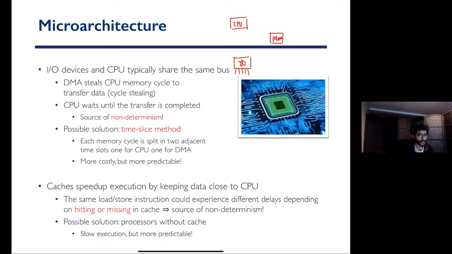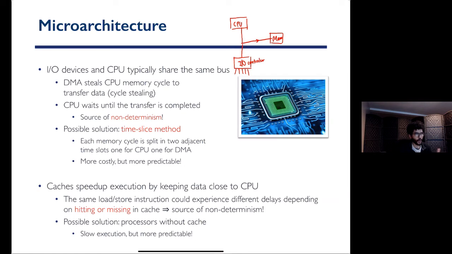So this is the I/O controller, let's say. And let's put here something. Okay, so usually both the I/O controller and the CPU have access to this shared bus to the memory.